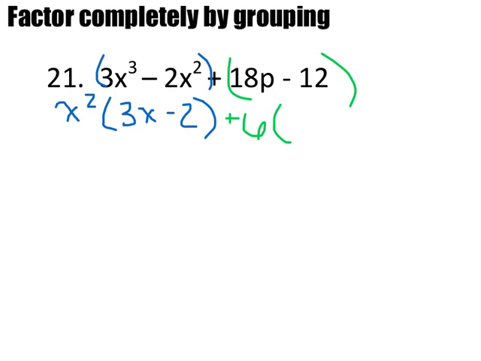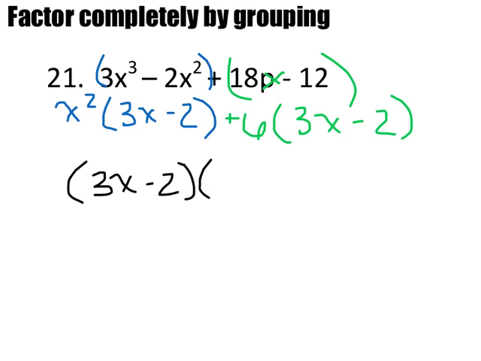Remember to look for the greatest. Oh, sorry, I corrected that in class. Remember that p is supposed to be an x. And we'll be left with 3x minus 2. And so when we write our final factored answer, the repeated term goes there. And in the other set of parentheses go the terms that we factored out.